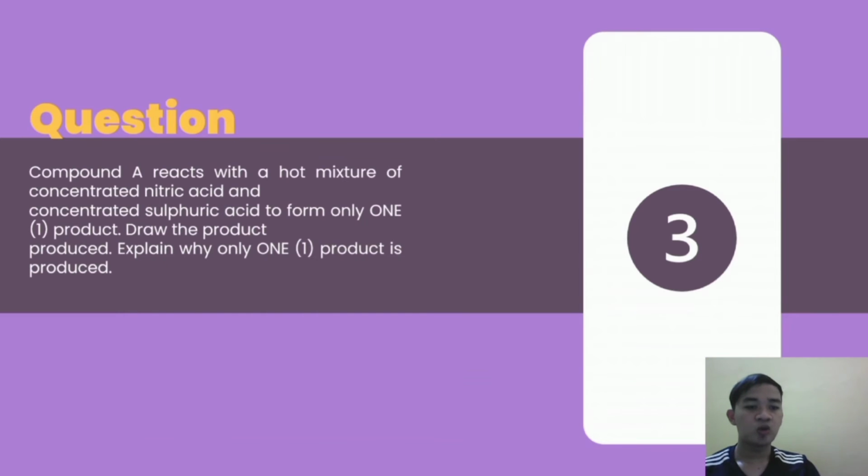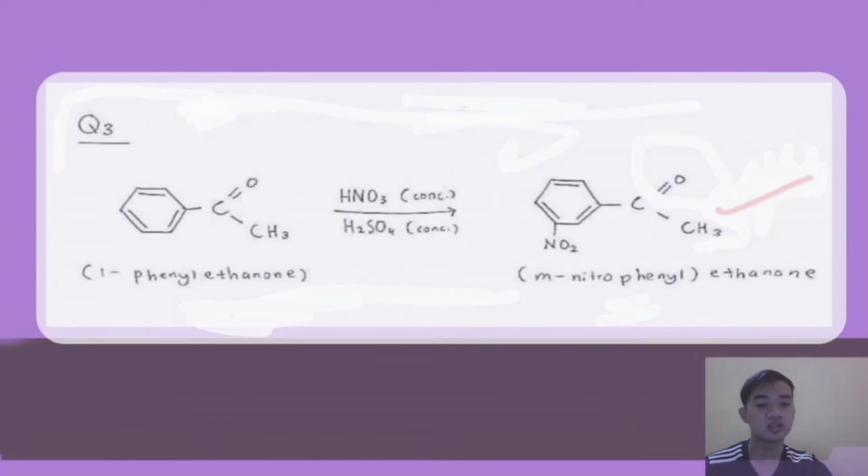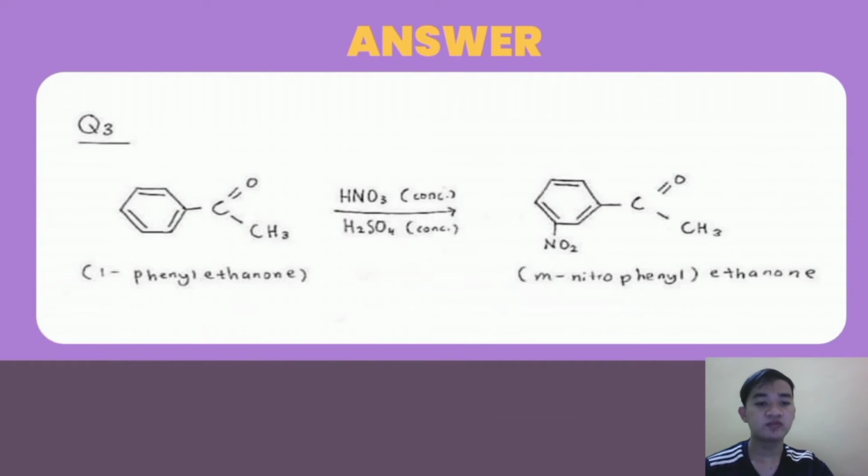Question 3. Compound A reacts with a hot mixture of concentrated nitric acid and concentrated sulfuric acid to form only one product. Draw the product produced. Explain why only one product is produced. Compound A, 1-phenylethanol, will react with a hot mixture of concentrated nitric acid and concentrated sulfuric acid, and it will produce m-nitrophenylethanol.